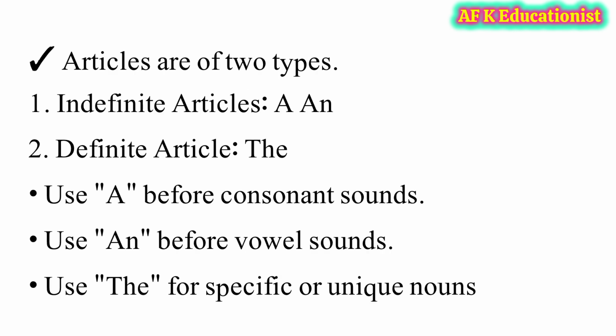Lesson summary. Articles are of 2 types. Indefinite articles, a and an. Definite article, the. Use a before consonant sounds. Use an before vowel sounds. Use the for specific or unique nouns. Excellent. Now you know how to use a, an, and the correctly. Practice these exercises and make your own sentences.